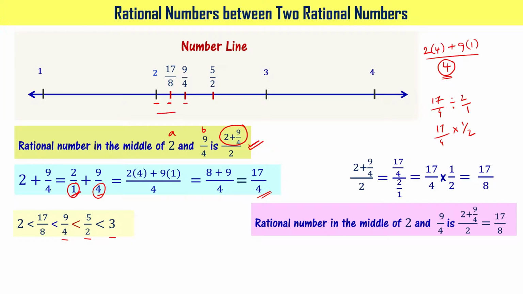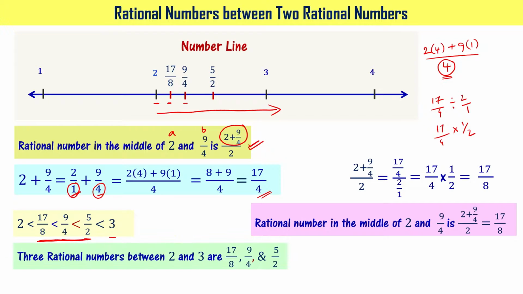As we said, as you go on to the right on the number line, you will see bigger and bigger numbers, right? That's why 2 is smaller than 17 by 8, that is smaller than 9 by 4, that is smaller than 5 by 2, and that is smaller than 3. Now, when you look at this, you can say that the three rational numbers between 2 and 3 are 17 by 8, 9 by 4, and 5 by 2, right?